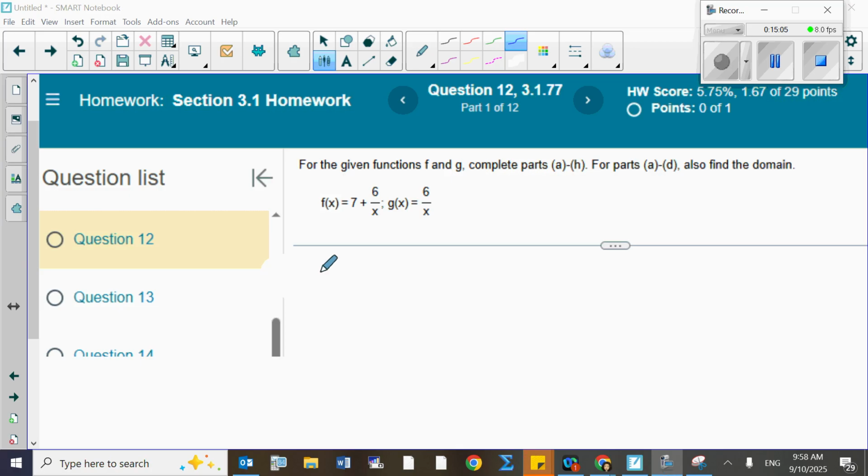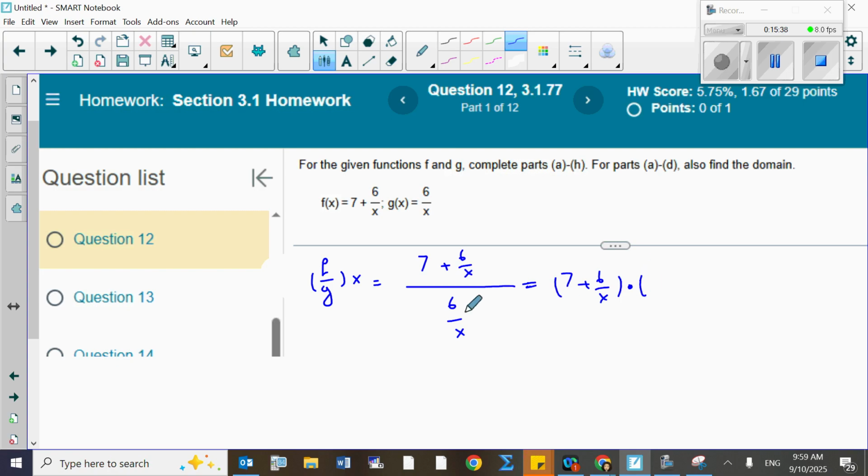Okay, next we want to find f divided by g of x. So I'm going to start with writing f here on top of the fraction, 7 plus 6 over x, divided by g of x, which is here. We know that if we want to divide two fractions, we do keep, change, flip. So I'm going to keep the top, which is 7 plus 6 over x, and then change the division to multiplication and flip the second fraction. That's going to be x over 6.